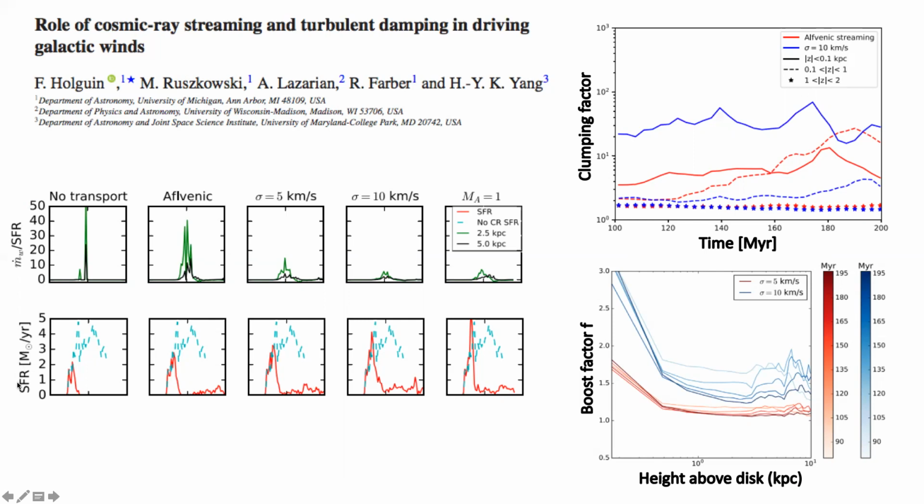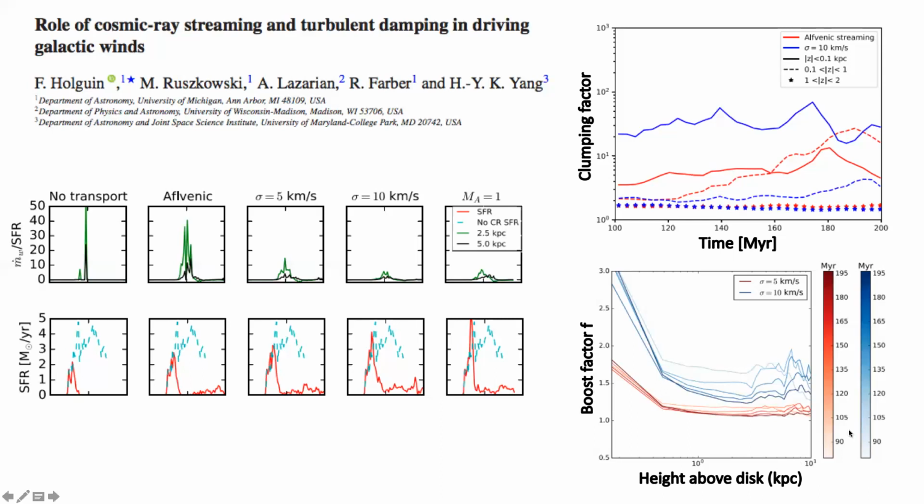Similarly, we can look at the star formation rate. And so we see that as we increase the transport speed, the amount of stars produced increases. And that makes sense because cosmic rays can escape dense gas more easily. That means that more stars can be produced because there's a loss of pressure support from the cosmic rays.